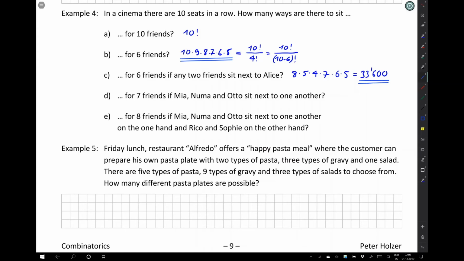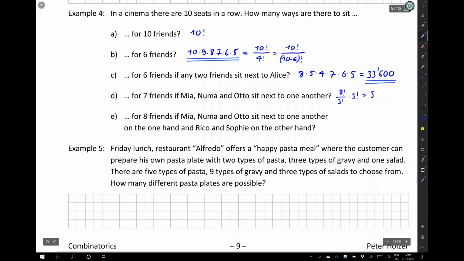We can look at Mia, Numa, and Otto as being only 1 person, and there would be only 8 seats. So we have to place now 5 friends on 8 seats, which means 8 times 7 times 6 times 5 times 4, or 8 factorial divided by 3 factorial. And then we sort of split Mia, Numa, and Otto again into 3 persons. At the same time, we split their 1 seat into 3 seats, and we can arrange them now in 3 factorial ways. So we have to multiply every combination before with 3 factorial, and we get the final result, just 8 factorial.